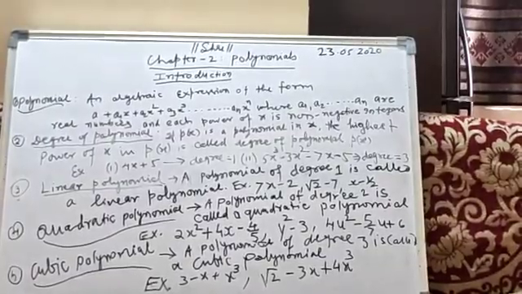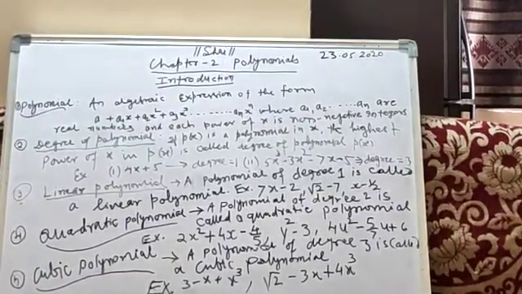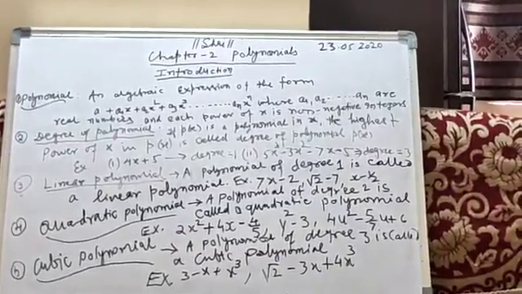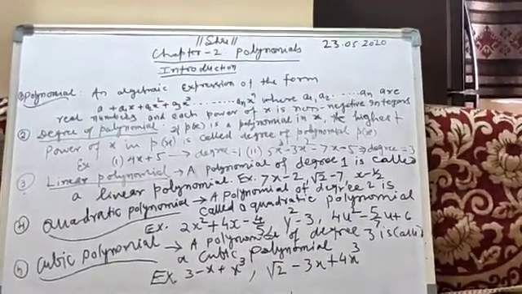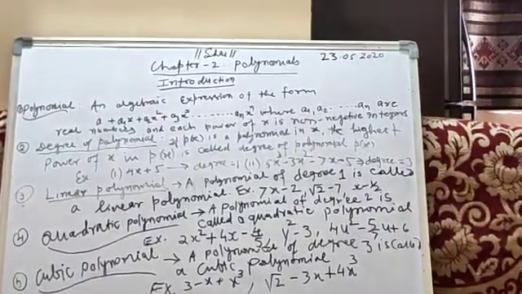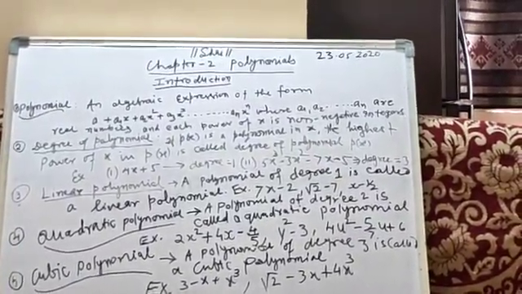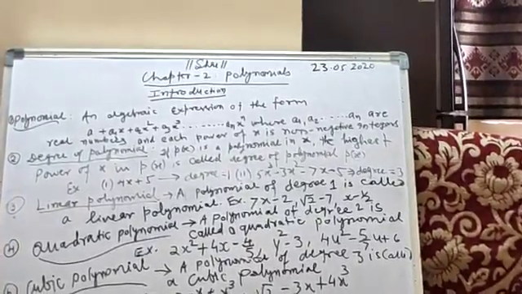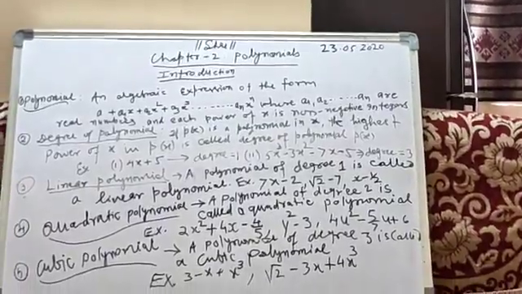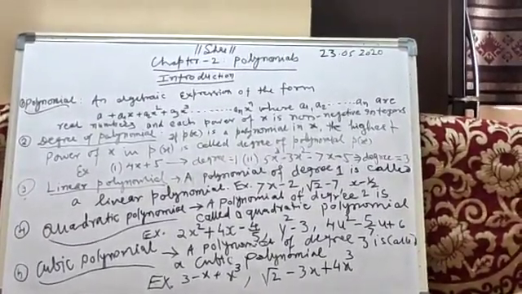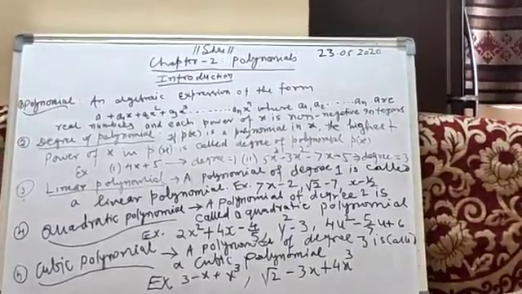Linear polynomial. A polynomial of degree 1 is called linear polynomial. We have already studied in class 9. Example, 7x minus 2, root 2x minus 7, comma, x minus 1 by 2.